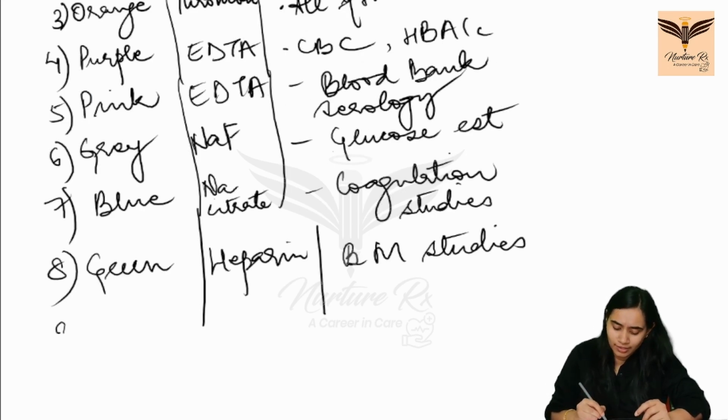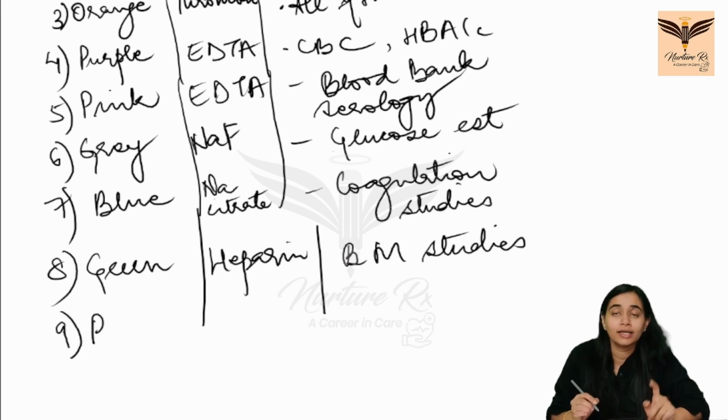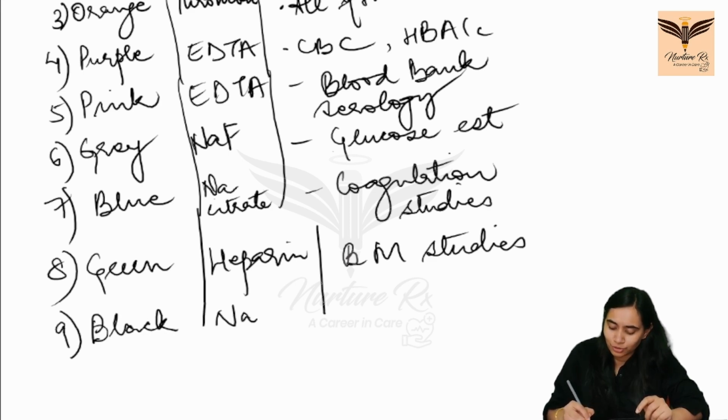So here, this 9th and 10th are the tubes that are going to fetch you marks. Black, what does it have? It again has sodium citrate. What is it used for? It is used for ESR.